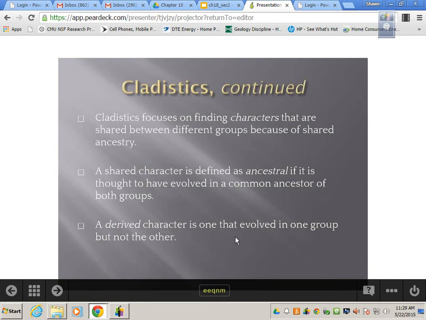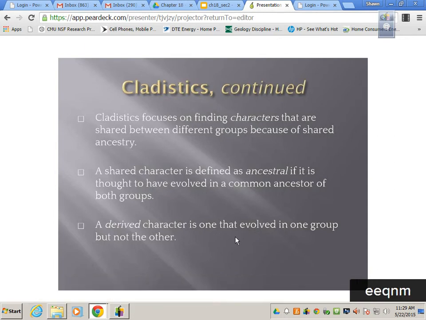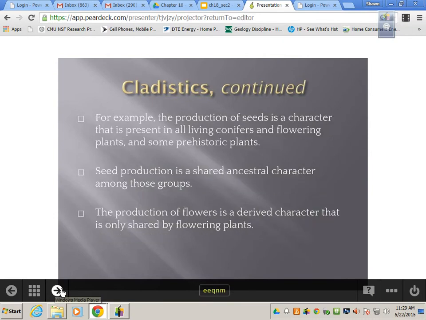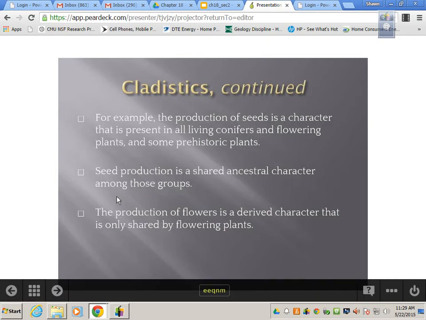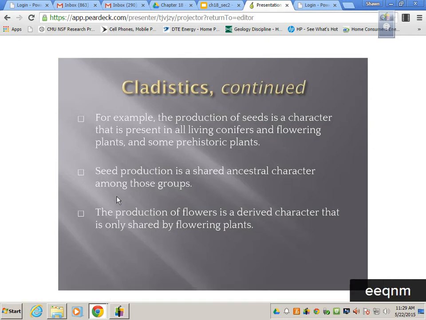So a derived character is one that evolved in one group but not the other. If we look at the production of seeds and how they're present in some plants but not others, very early plants did not have seeds. Seed production is going to be a shared ancestral characteristic among some plants. Now the production of flowers is a derived character that is only shared by flowering plants. So flowers are relatively new because they involve sexual reproduction. You've all heard of the birds and the bees, the flowers and the trees, right?